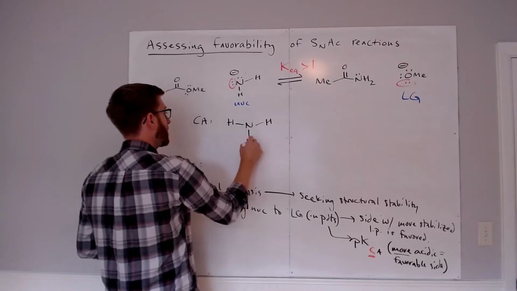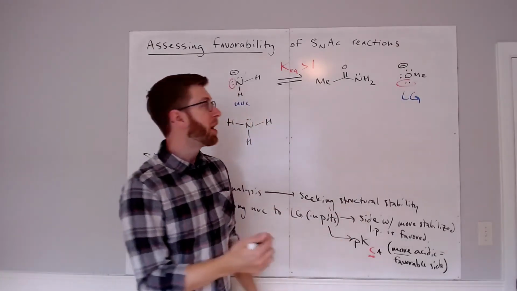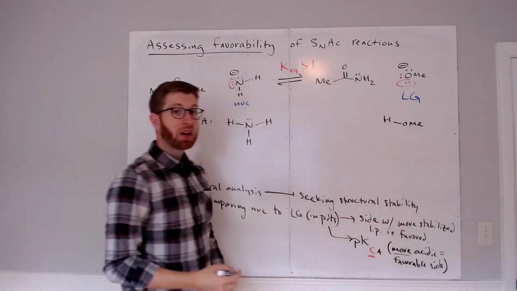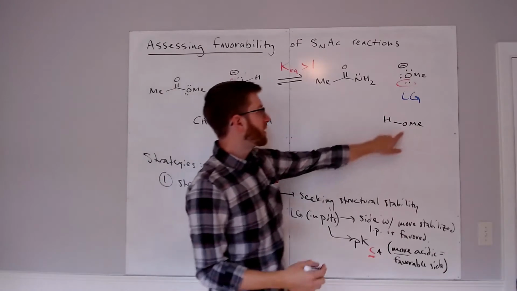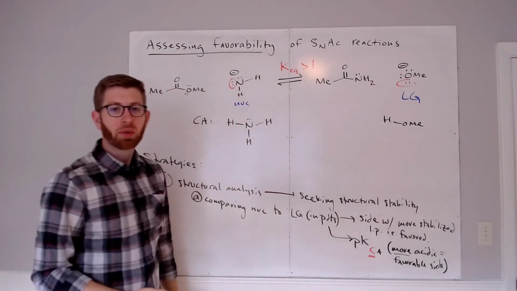That gives me ammonia. And then if I do the same thing with OMe minus, that's going to give me methanol. So those are the structures of my conjugate acids, right? If this compound lost its proton, it would become this thing. That is the relationship that we're exploiting.